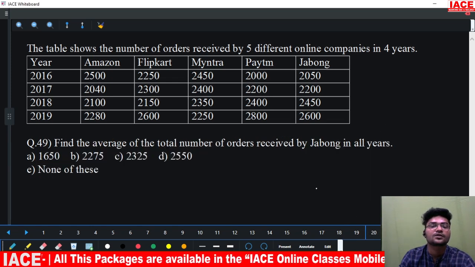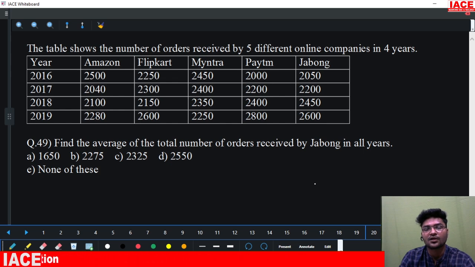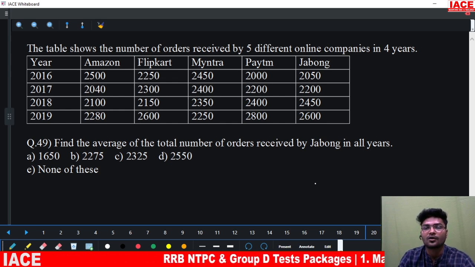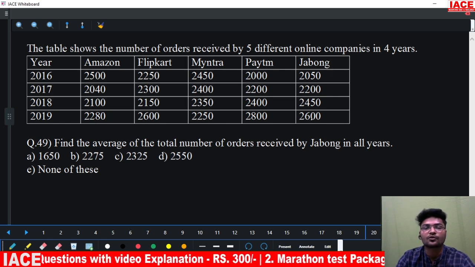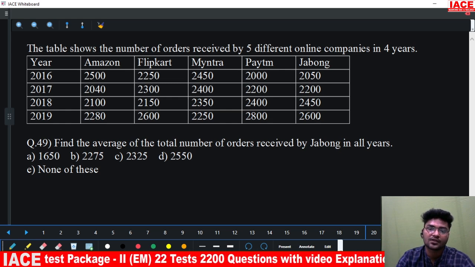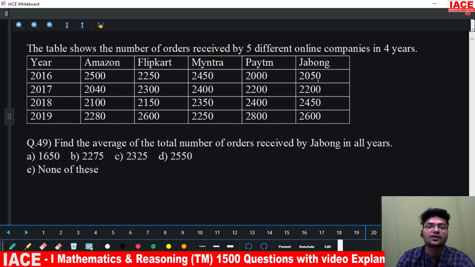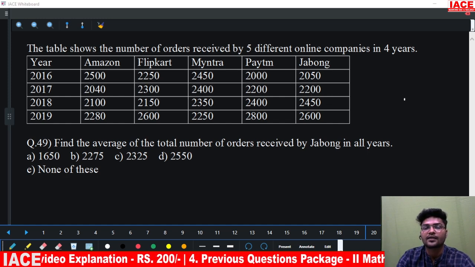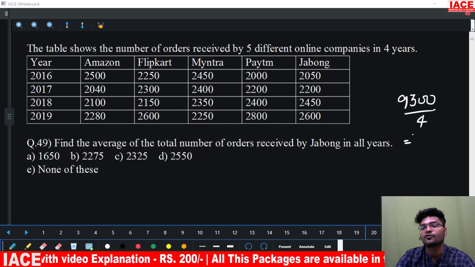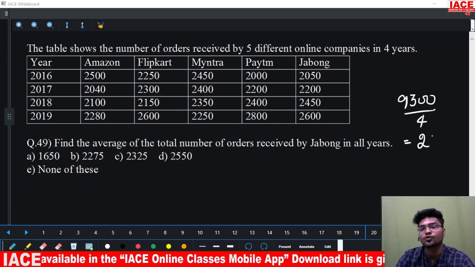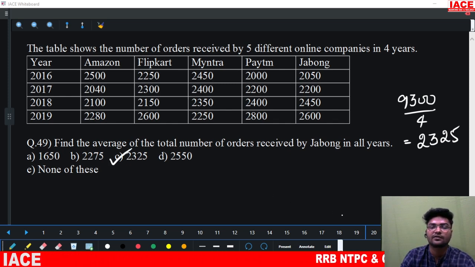Next question. Question number 49. Find the average of total number of orders received by Jabong in all years. Total of Jabong 2000, 2000, 2000 and 2000. Total is 8000. 8600, 8000, 9050 plus 50. 9100 plus 200. 9300 divided by 4. How much is this divided by 4? 2325. That is our option C. Option C will be the correct answer.